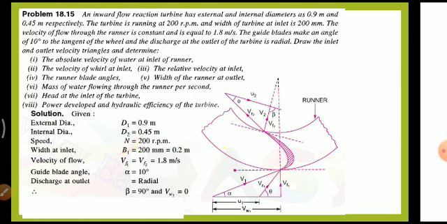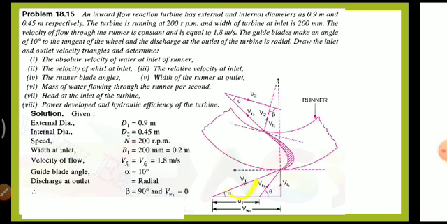And the last one, power developed and hydraulic efficiency of the turbine. For power developed, we have the equation (Vw1 U1 plus or minus Vw2 U2) into the mass of liquid flowing, rho A V1. And the last one, hydraulic efficiency. It is the ratio between the water power given to the runner and the power developed by the runner, RP by WP. We'll start with the absolute velocity.